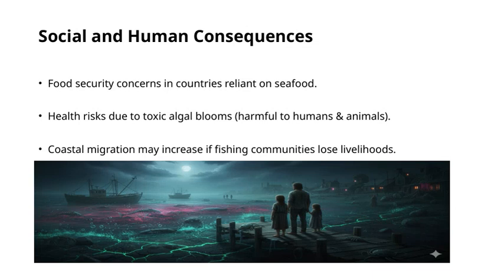Let's talk about some of the social and human consequences of the issues we've been discussing. First, food security becomes a major concern in countries that rely heavily on seafood for their nutrition and livelihoods. When fish populations decline or become unsafe, it directly impacts people's access to essential food sources. Next, there's the health risk posed by toxic algal blooms.